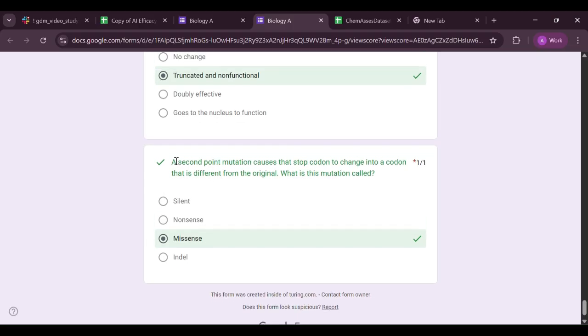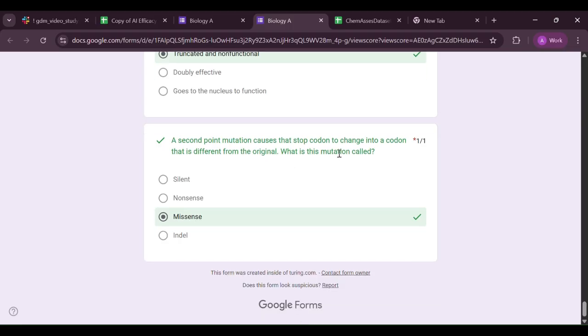And the last question is: a second point mutation causes that stop codon to change into a codon that is different from the original. What is this mutation called? It is a missense mutation. Actually, the mutation which is similar to the original is a silent mutation, but here it is different from the original, therefore it is a missense mutation.